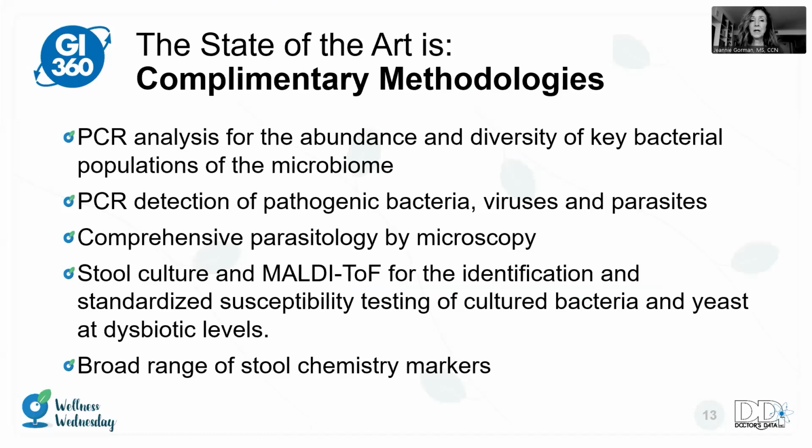Okay. The beauty of this test is we're giving you the best of 2 worlds. We're giving you PCR, and then we're giving you culturomics. So PCR is used in this test for the analysis of the abundance and diversity of key beneficial bacteria populations of the microbiome. So we're looking at the beneficials, looking for DNA using PCR. We're also using PCR detection for pathogenic bacteria, viruses, and parasites. So this is our GI pathogens page, our pathogens report that we'll see.